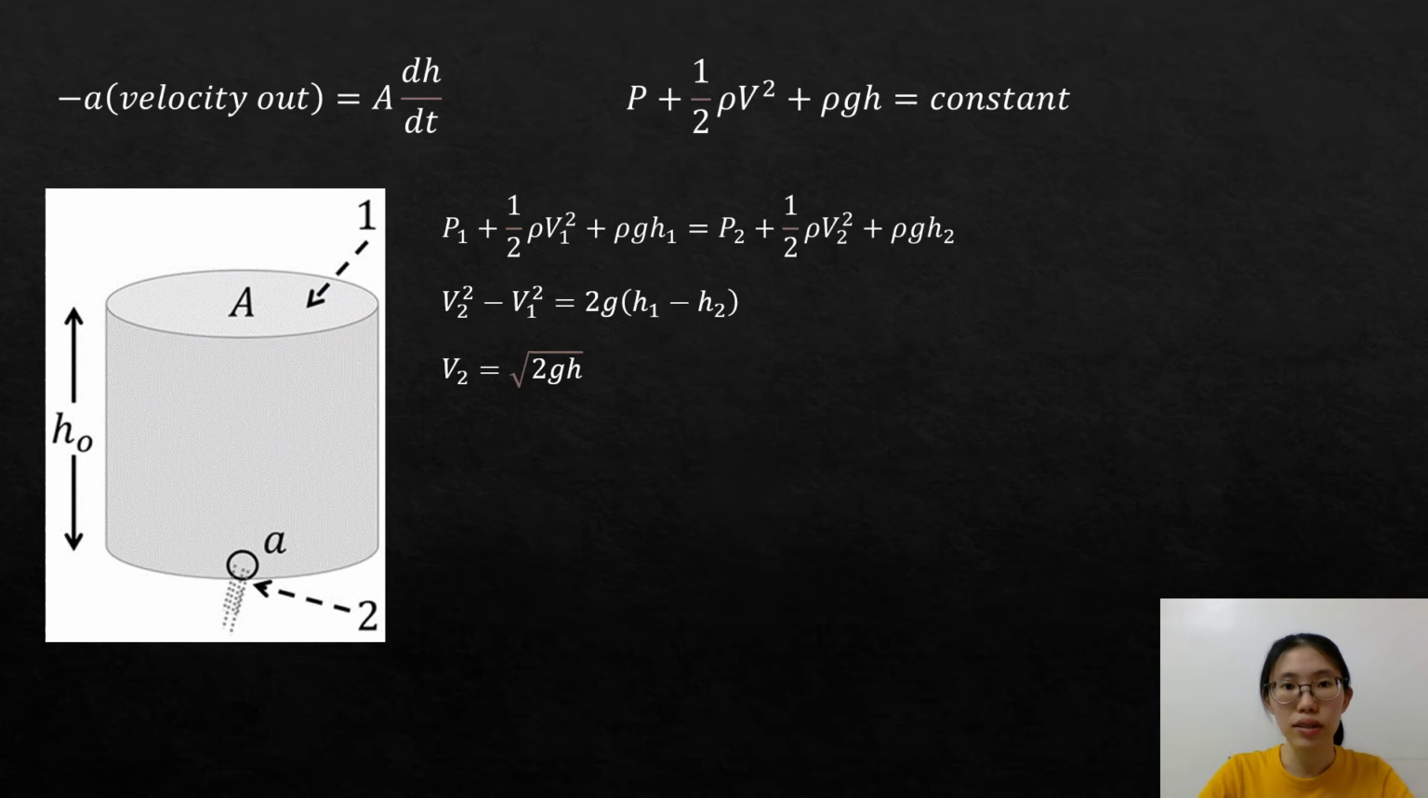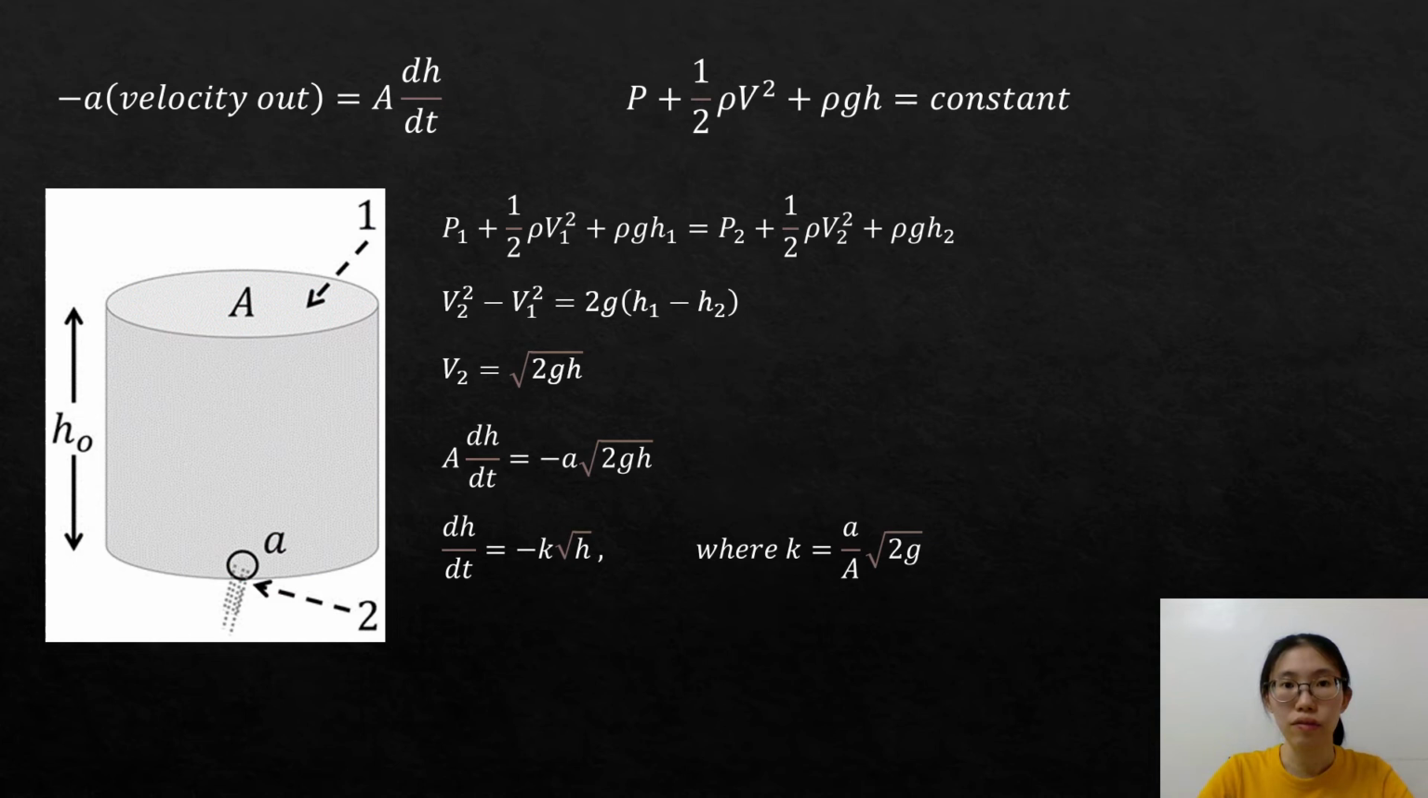Having solved the velocity at point 2, which is the velocity out, in the simplified balance equation above, we can now put everything together. Since area, acceleration, and g are all constant in our model, we can lump all the constants together as k and write the following equation. We have derived the differential equation for the height of fluid in the tank by using principles of physics and some appropriate simplification.